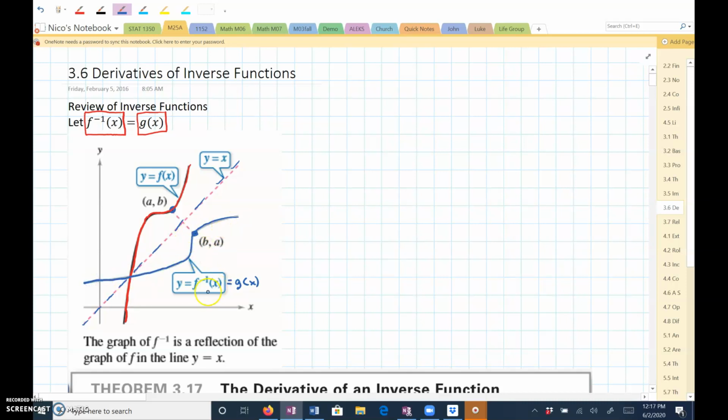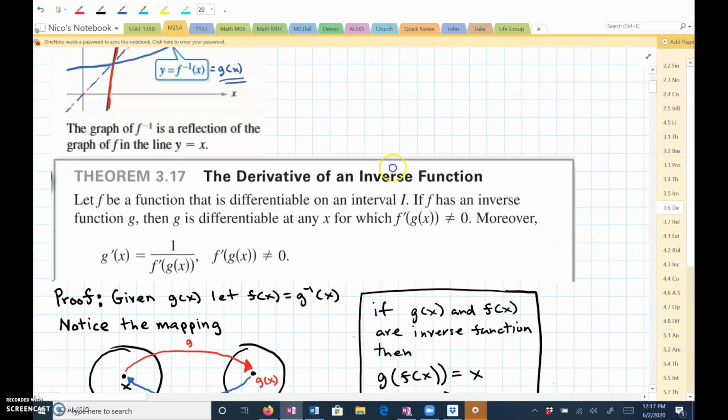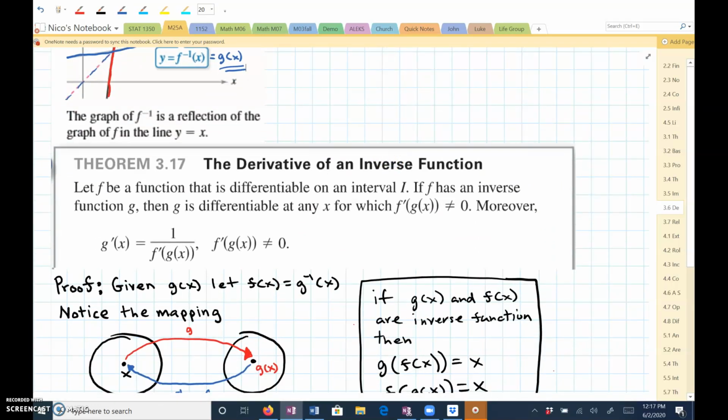So in blue here is the inverse of f of x, which in this notation is f to the -1 of x, which is equal to g of x. I'm going to let that be the inverse. Okay, so that's a quick review of inverse functions. Hopefully you remember that from college algebra.